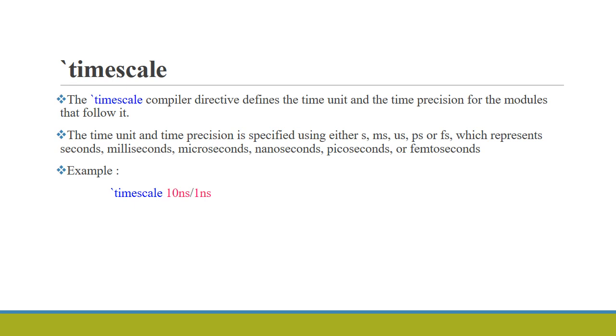Timescale. The timescale compiler directive defines the time unit and its precision for the modules which follow it. The time unit and time precision are specified using s, ms, us, ns, ps or fs, which represent seconds, milliseconds, microseconds, nanoseconds, picoseconds or femtoseconds. For example, timescale 10 nanosecond.